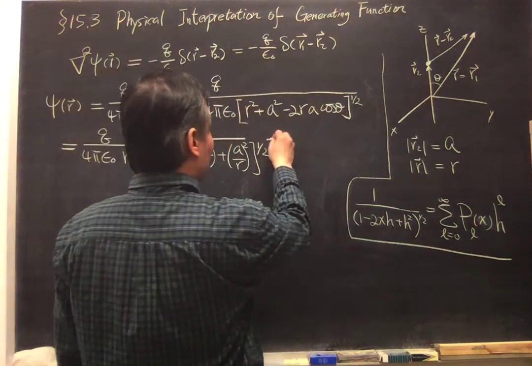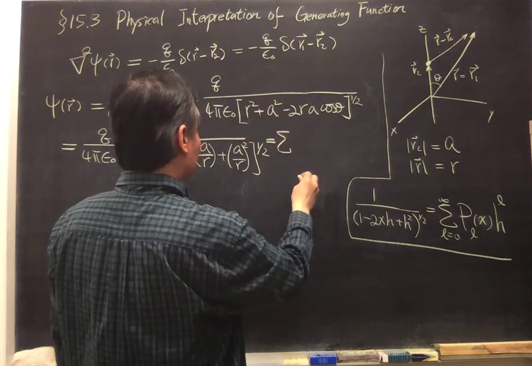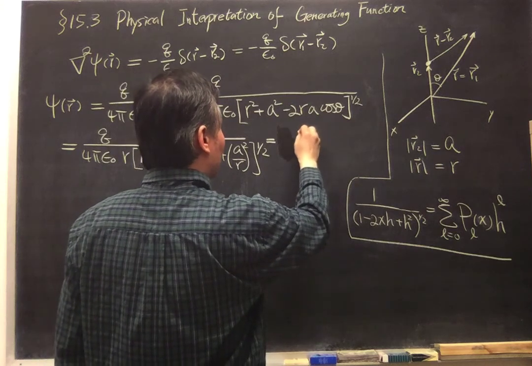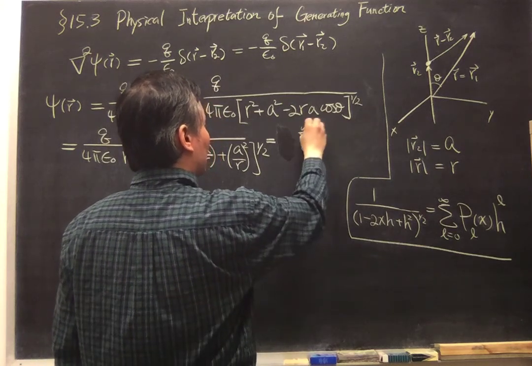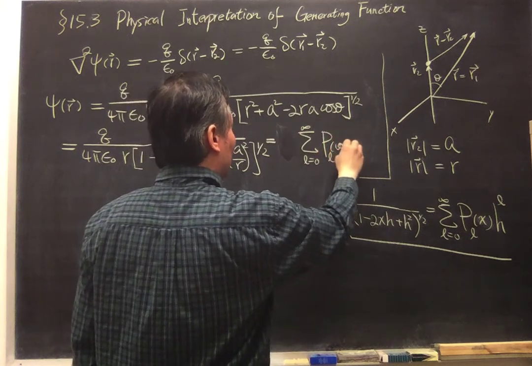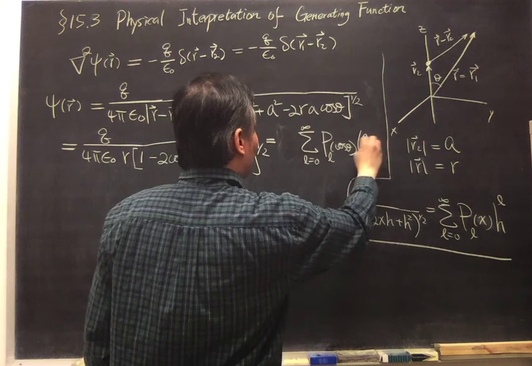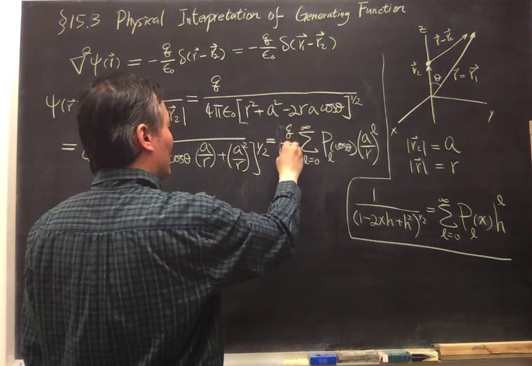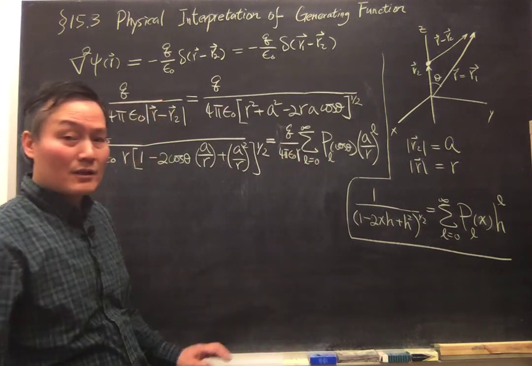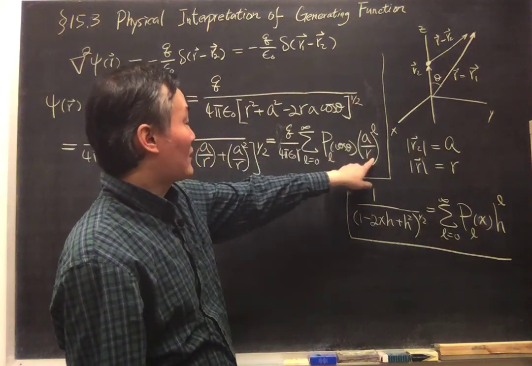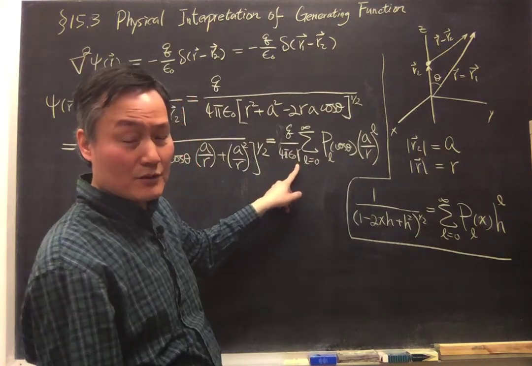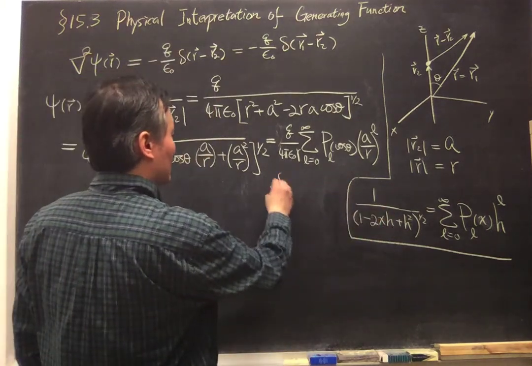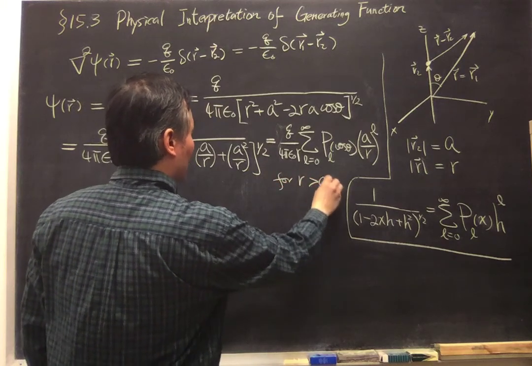So we can write this, I should have kept the constant in front, as the summation over L from 0 to infinity of P_L cosine theta times A over R to the L power, and the constant in front, Q over 4 pi epsilon 0 R. So the total R dependence is 1 over R to the L and 1 over R, so the total is 1 over R to the L plus 1 power. This is for the case R greater than A.